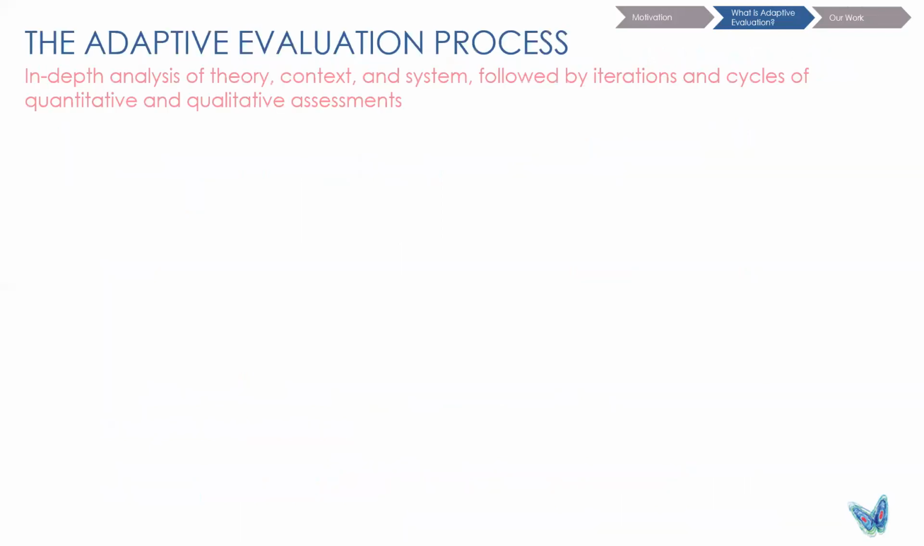And so what is the process of an adaptive evaluation? If we had to put it in one sentence, it would be in-depth analysis of theory, context, and the system, followed by iterations, and then cycles of quantitative and qualitative assessments. And so there are three steps in the process. The first step is scoping the landscape. The next step is innovation. And the last step is scaling. And each of these has a process within it.